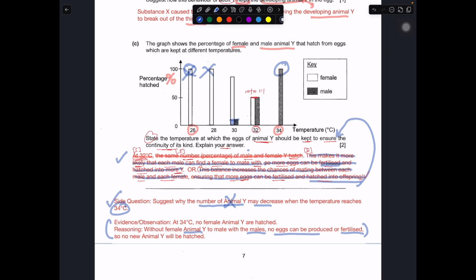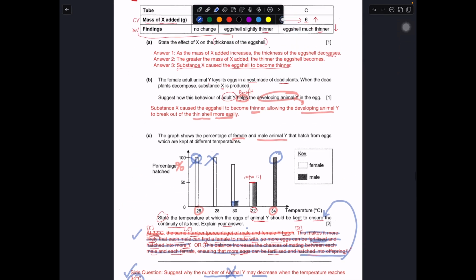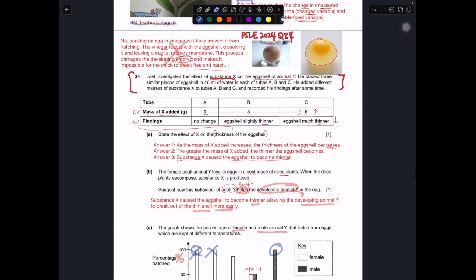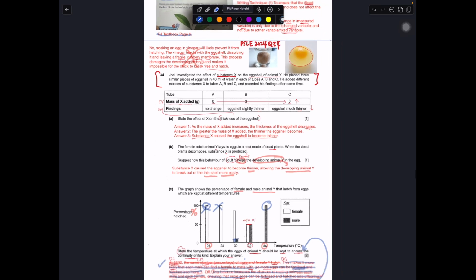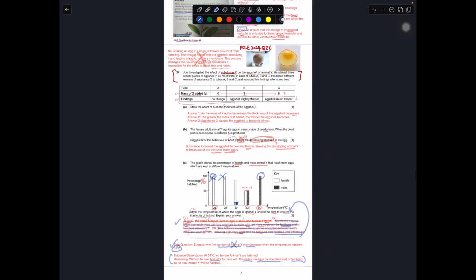So with that, we are more or less done with this question. Question number 34. Let me just zoom out so that you can have a clearer view of that. Thank you very much.